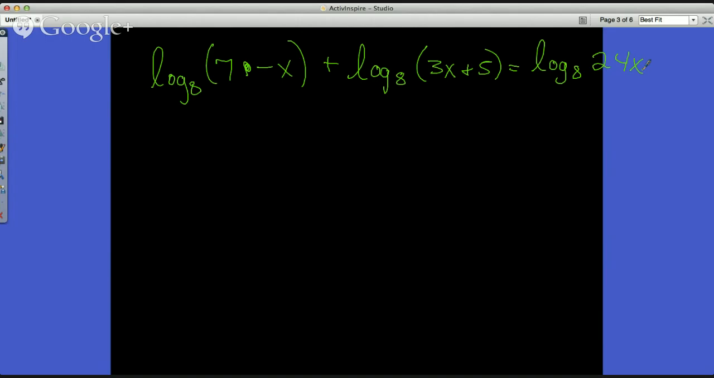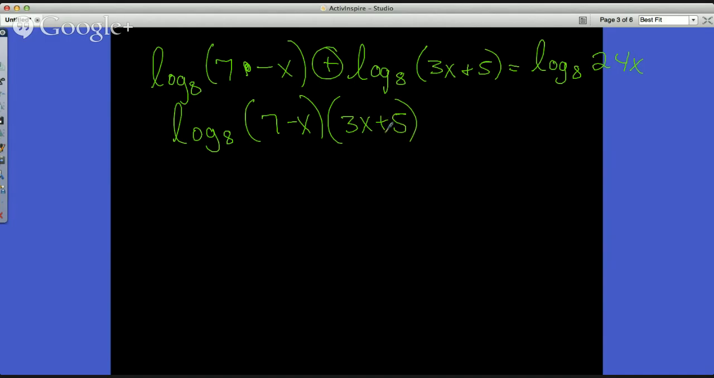Like Keegan said, because this is an addition, I'm going to give you all those log formulas, so you're going to be good. But since it's addition, what you'll have is log base 8 of (7 minus x) times (3x plus 5). Okay? Yep.